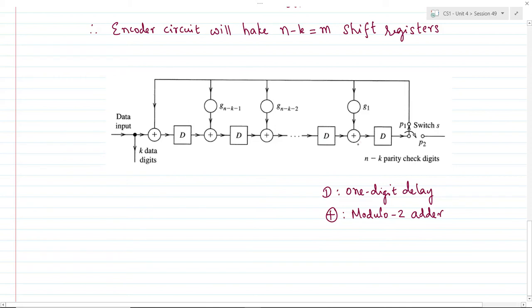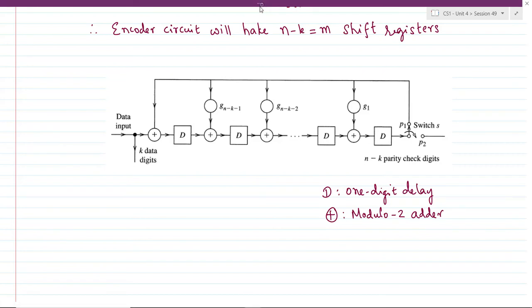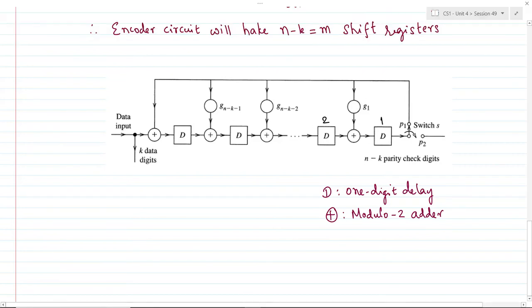As soon as the last, kth data digit clears the last register, say the first register, second register and so on up to the n minus kth register, all the shift registers will contain the parity check digits. This is because for a systematic code, the first k digits are data digits themselves and the last n minus k digits are parity check digits or redundant digits. Once the last digit exits the n minus kth register, the switch position is moved from P1 to P2.